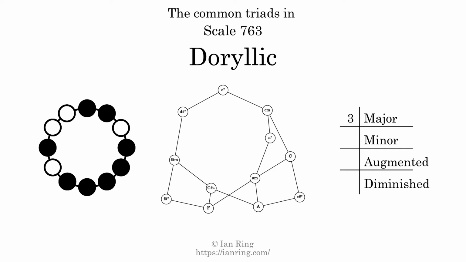There are 3 major triads. There are 3 minor triads. There is 1 augmented triad. There are 5 diminished triads. Here is a Hamiltonian path of parsimonious voice leading that uses all the triads.